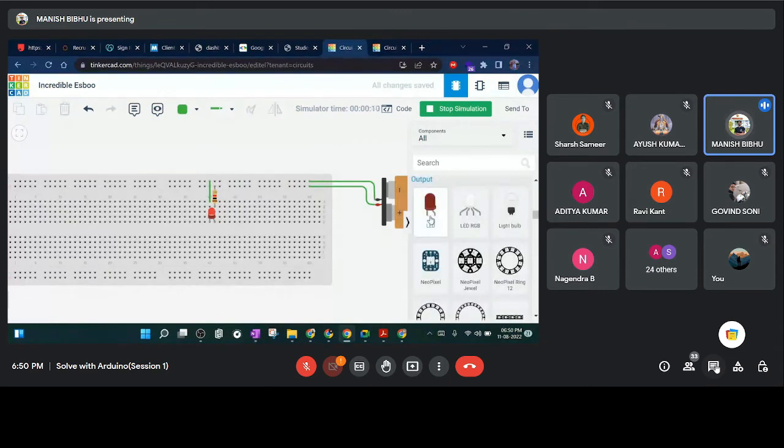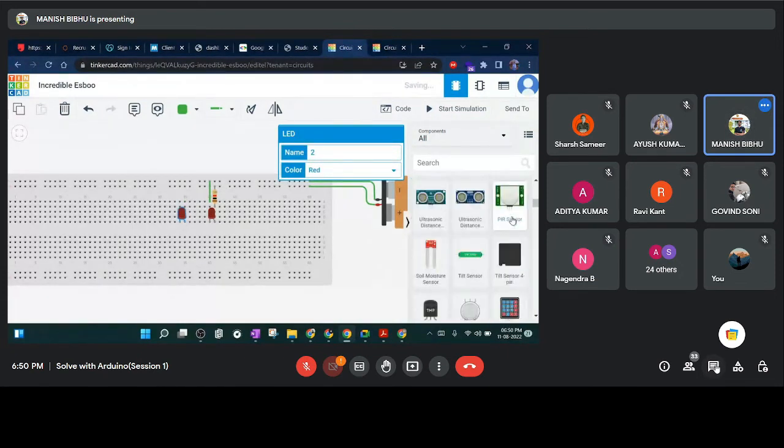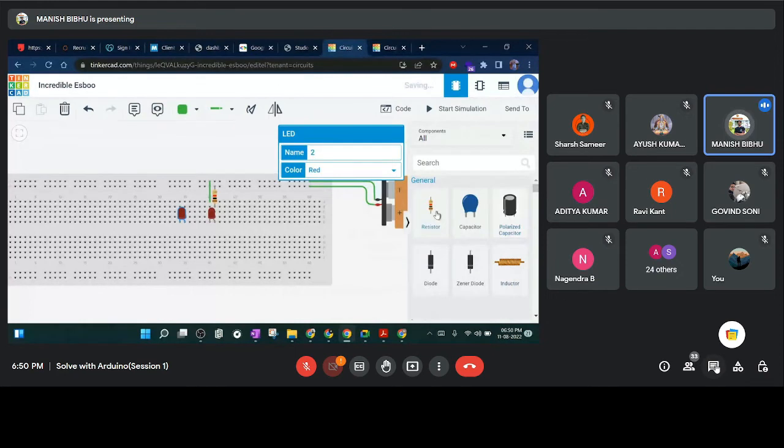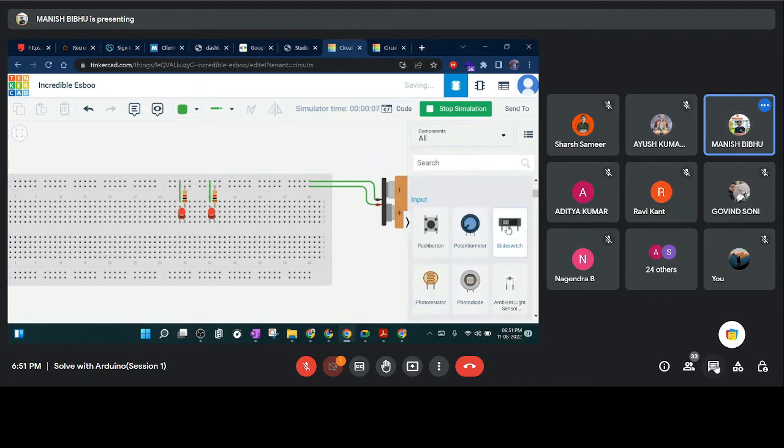If we need more LEDs, we can connect them anywhere, and we can take a resistor, connect the positive terminal to the positive row and the negative terminal to the negative row. Now both LEDs work. Like this we can use many components.